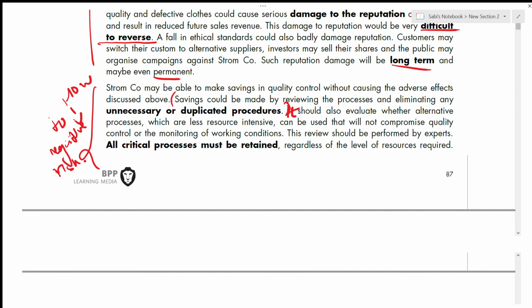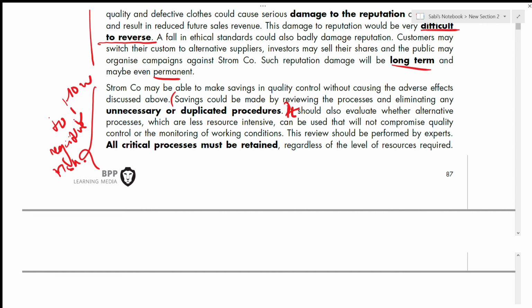Okay. So this one point could be there inside the bracket. Savings could be made by reviewing the process and eliminating any unnecessary or duplicated procedure. So this is one way you could reduce the negative impact. This could be one way.